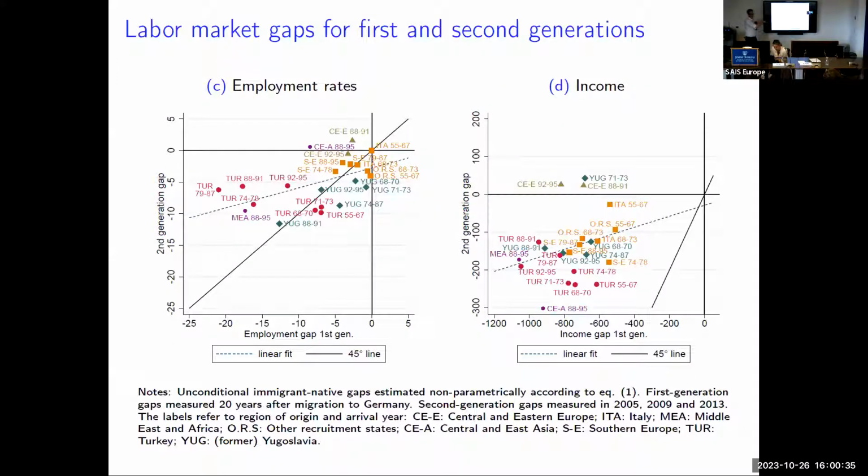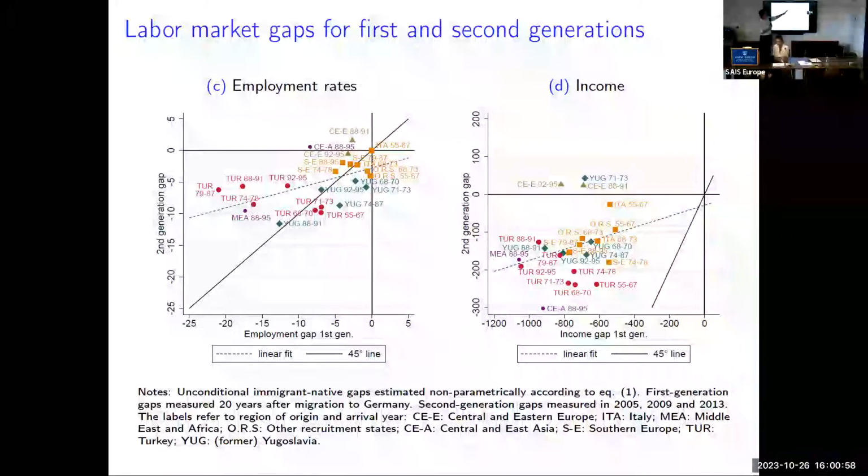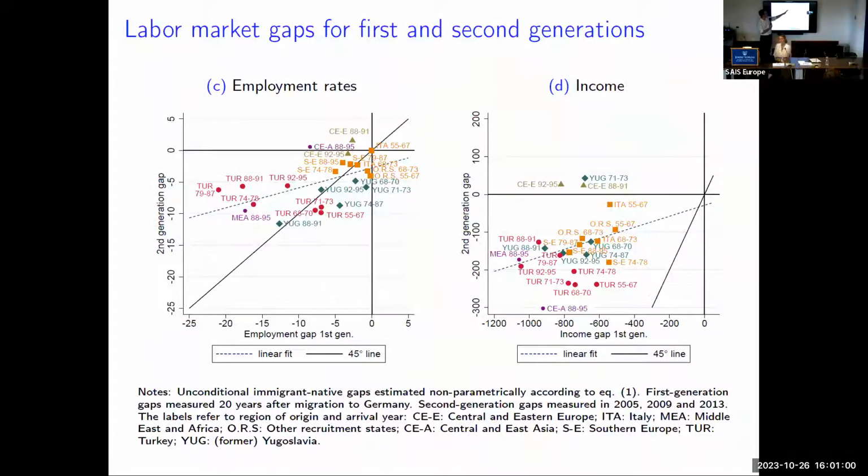Second generation migrants here are defined as children who were born in Germany, but had at least one parent who came from one of these origin groups. What you see is this diagonal line, which shows what would happen if there were no improvements across generations. But most of these dots are to the left of the line, which means that, on average, we see improvement.